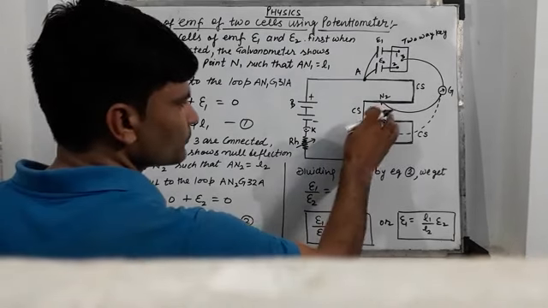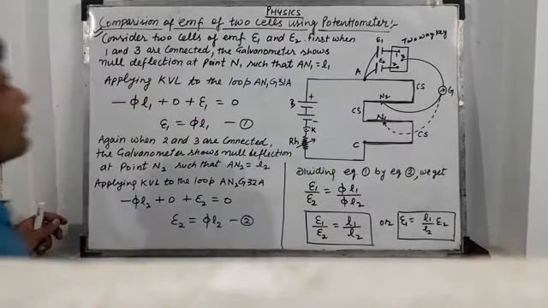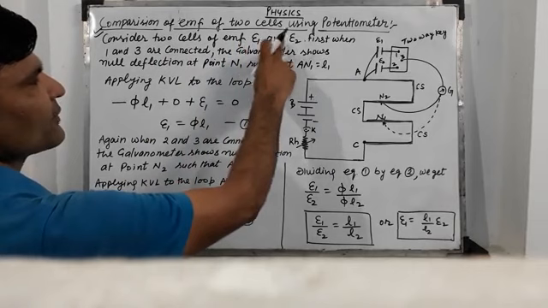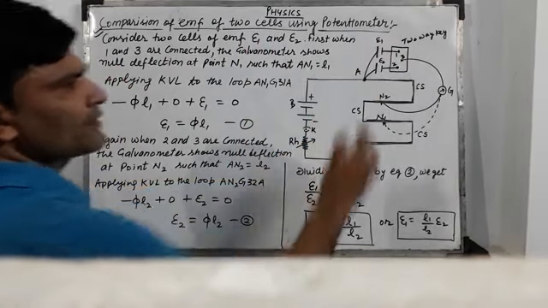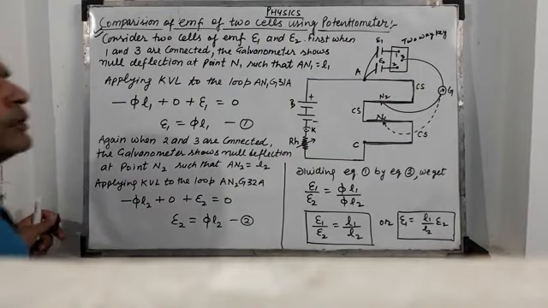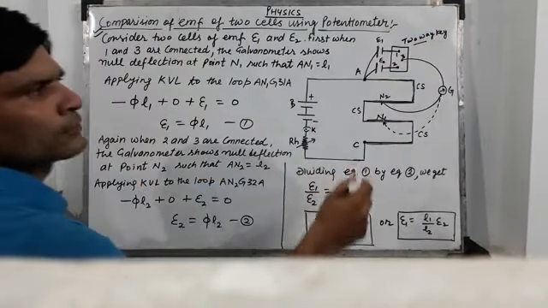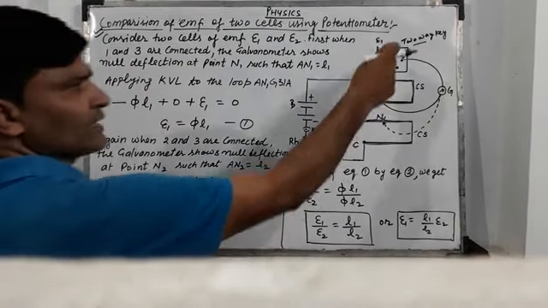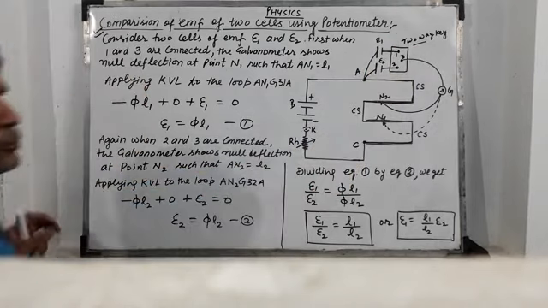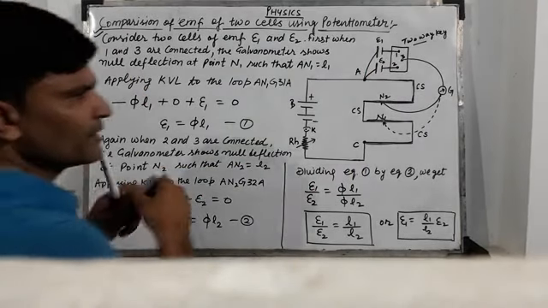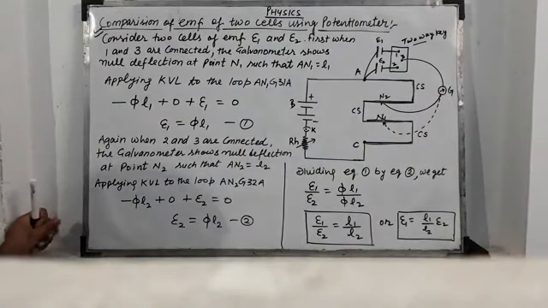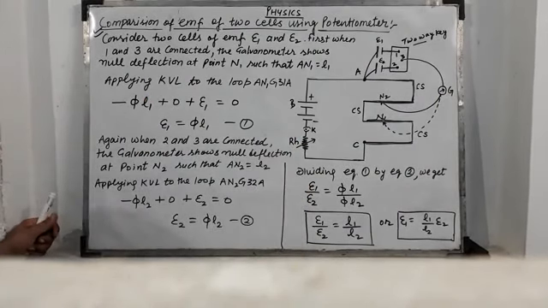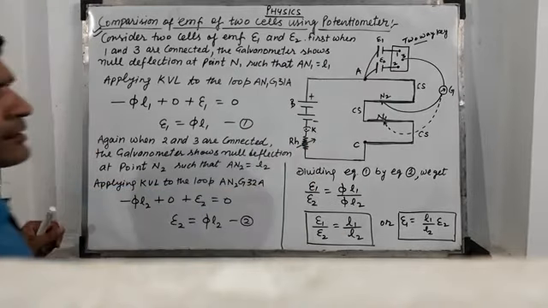Now consider two cells of EMF E1 and E2. There is a two-way key. In this key, there are two ways: one is 1-3 and another is 2-3. A galvanometer is connected so that we get the null deflection, and a rheostat is used for varying the current in the circuit.